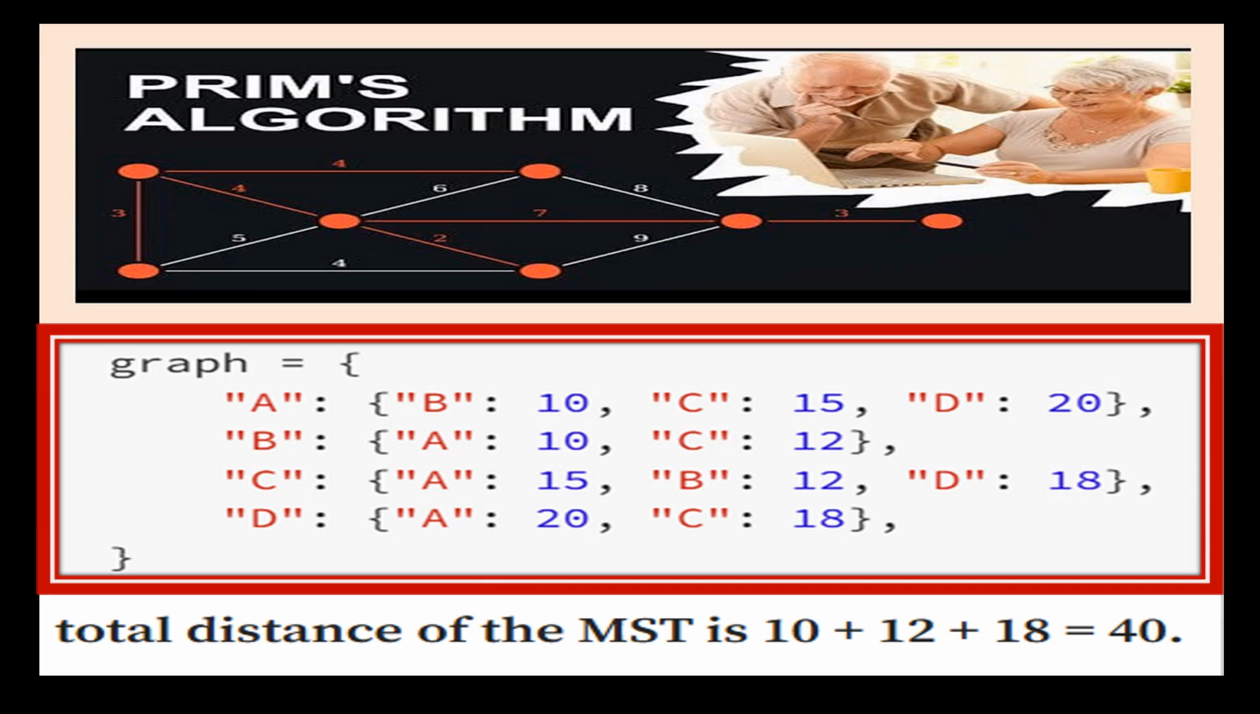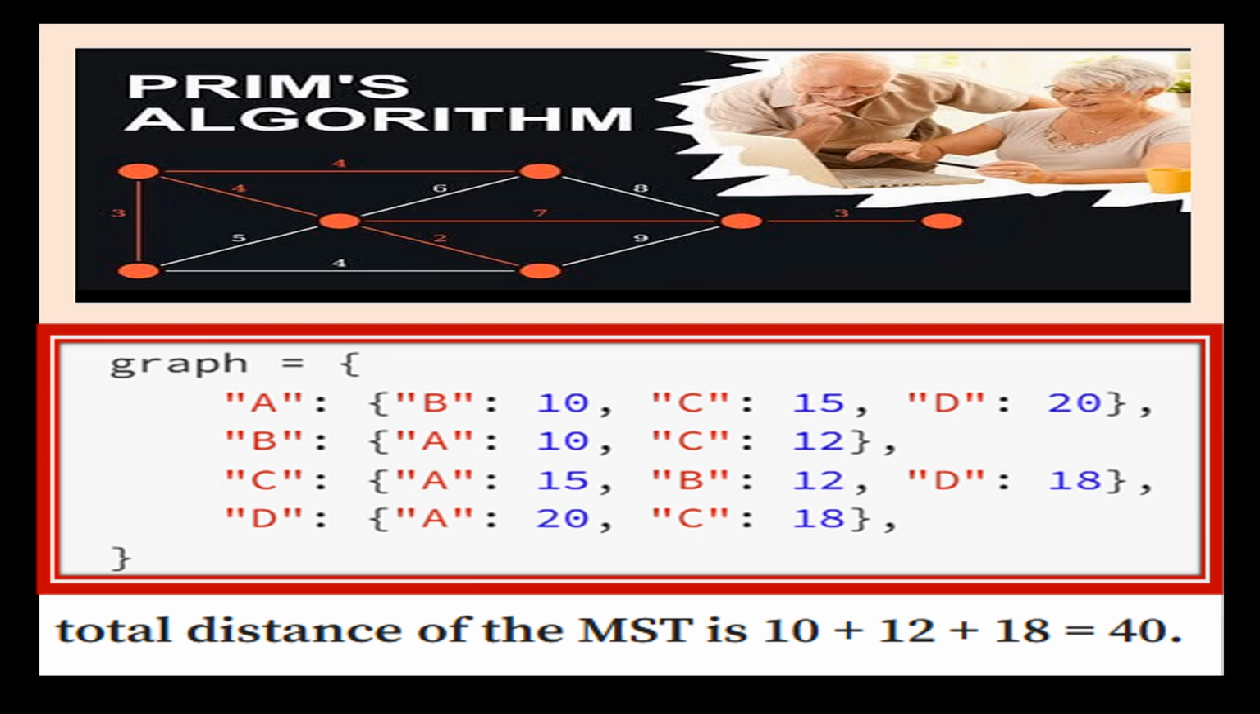Basically, Prim's algorithm is a greedy algorithm used to find the minimum spanning tree of a connected weighted graph. A minimum spanning tree is a subset of the edges of a graph that connects all the vertices together and has the smallest possible sum of edge weights. Prim's algorithm starts with a single vertex and iteratively adds the closest vertex that is not yet a part of the minimum spanning tree to the growing tree.